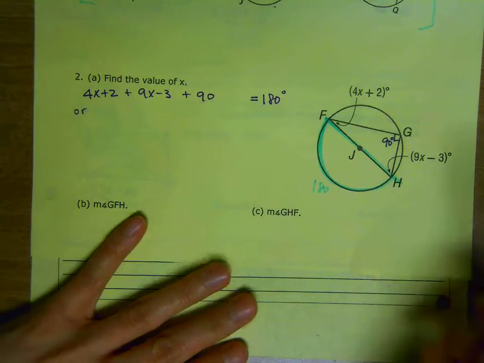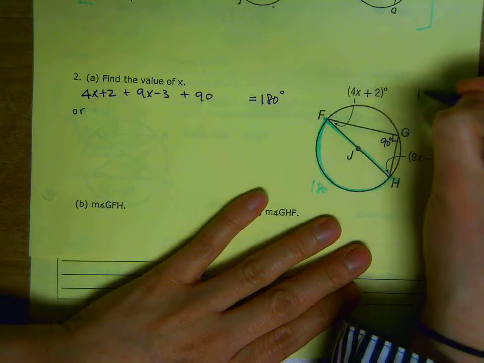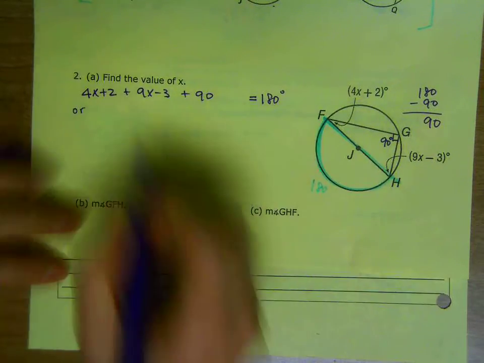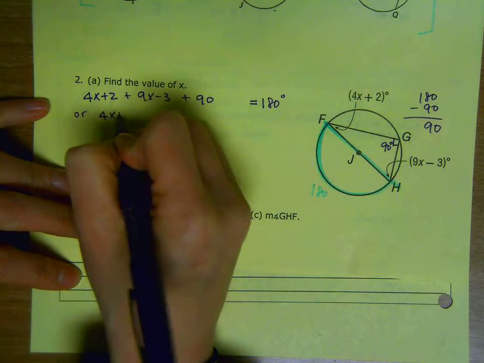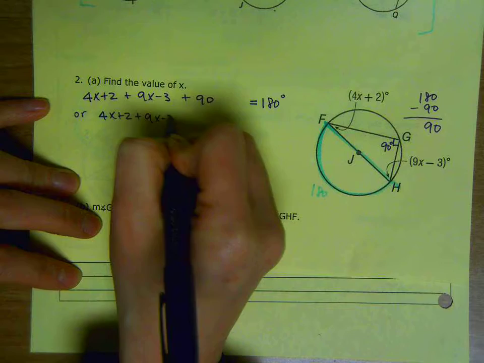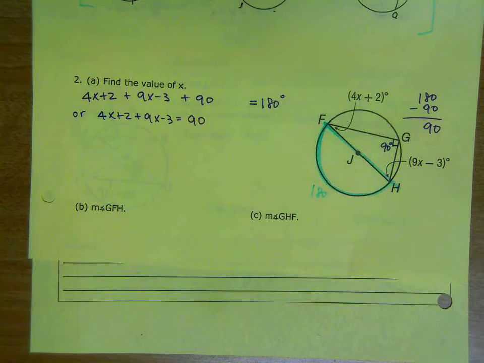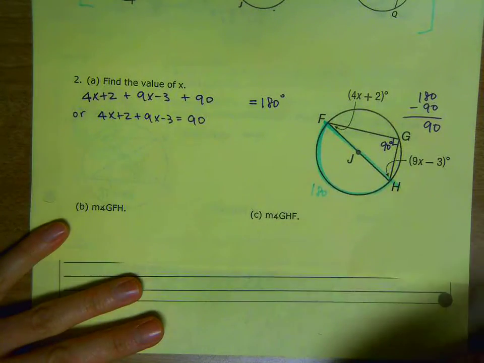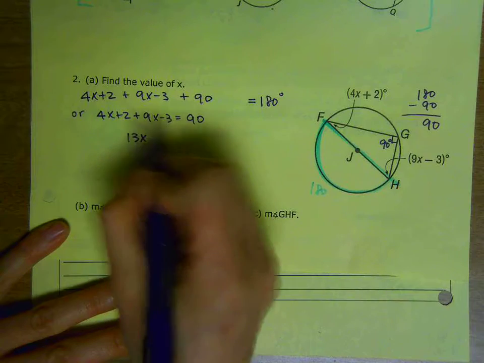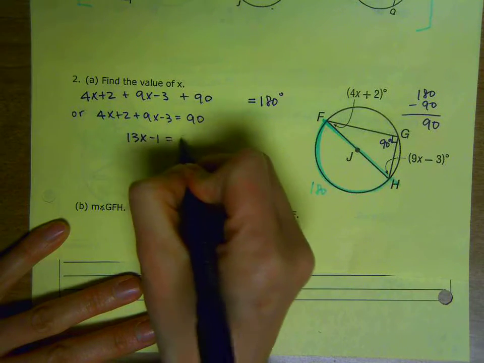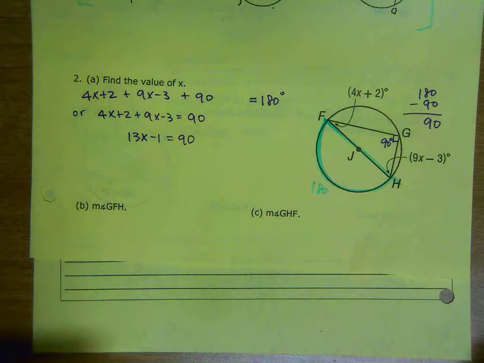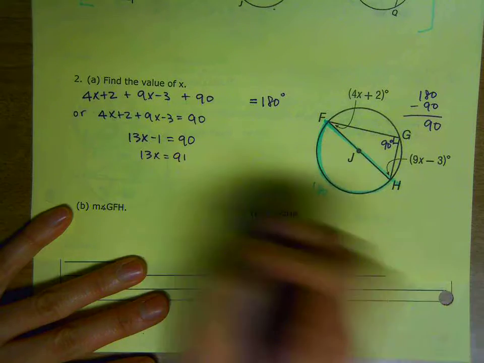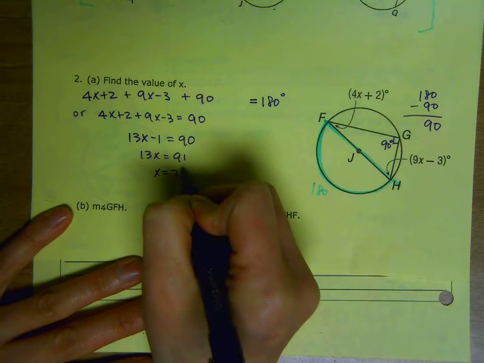Or, I know this is 90. I can subtract it, 180 minus 90. I know these two angles are added up to 90. So I can just simplify. 4x plus 2 plus 9x minus 3 is equal to 90. Then we're going to solve for x. So I know 4x plus 9x, I can combine like terms. 13x, 2 minus 3, that's minus 1, that is 90. Now this is two-step equation, I'm going to add 1. 13x is equal to 91, then we divide it by 13, x is equal to 7.